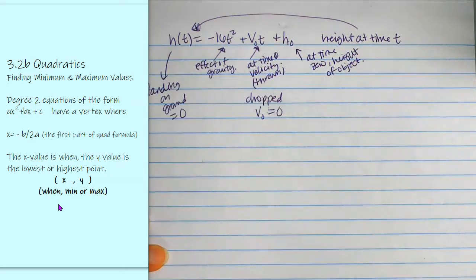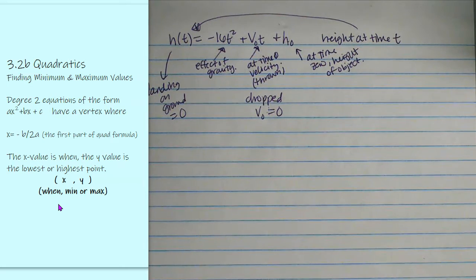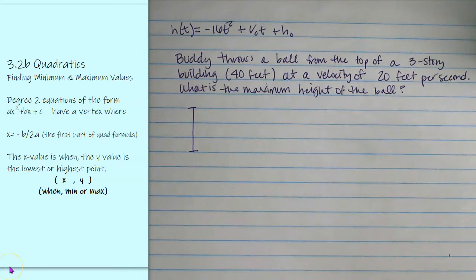Would equal 0. So those kind of ideas. I just want to talk about the equations so you can work these problems successfully. All right, so let's plug in from this actual example. Buddy throws a ball from the top of a 3-story building, about 40 feet, at a velocity of 20 feet per second. What is the maximum height of the ball?